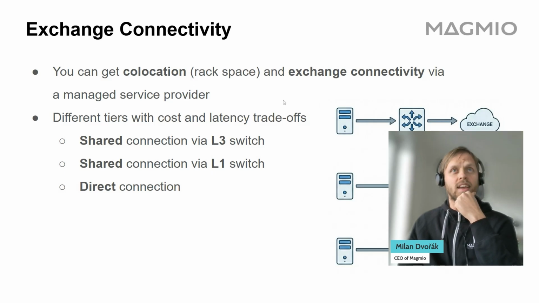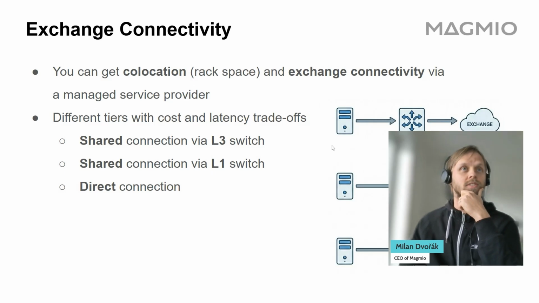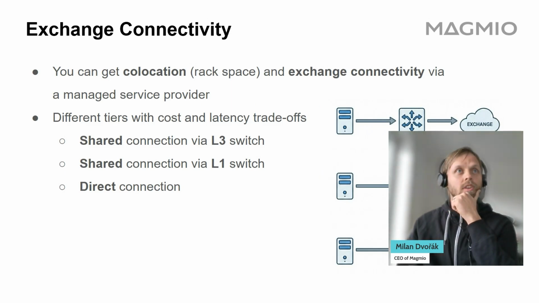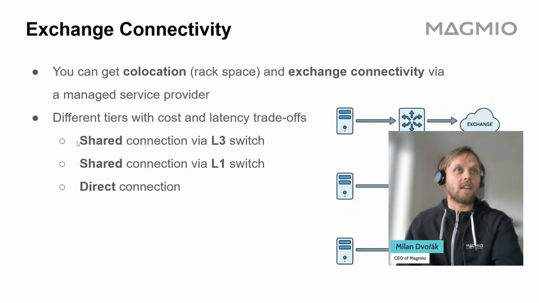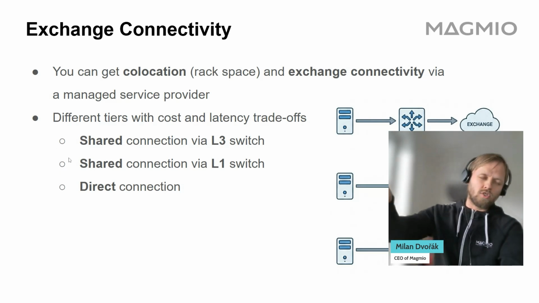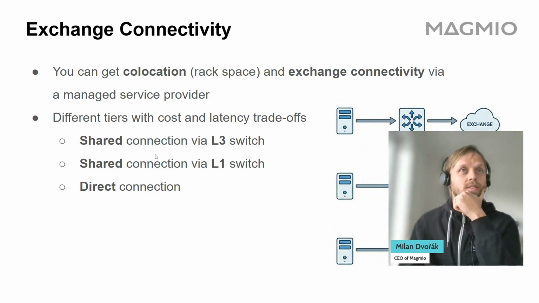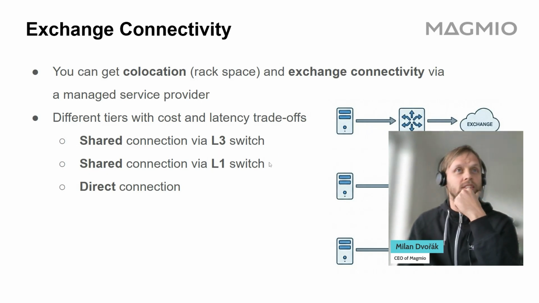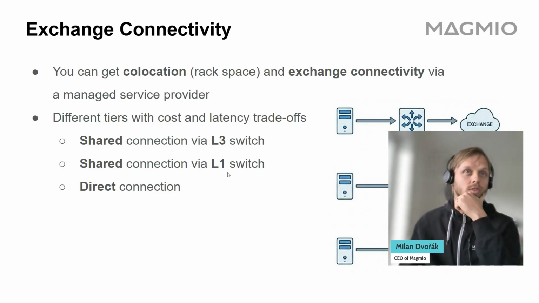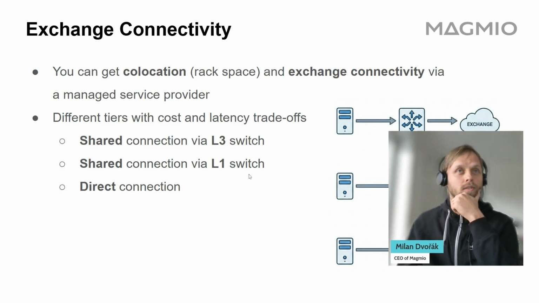You can get both direct space and exchange connectivity via a managed service provider, and there are typically different offerings with different trade-offs between cost and latency. You can have a shared connection, so one exchange connection is shared between multiple clients, and the sharing can be done using a layer 3 switch, which usually adds hundreds of nanoseconds of latency, or a layer 1 switch, which is more expensive, but the latency is typically around 50 nanoseconds, so it's faster. Or the most expensive, but also the fastest solution, is a direct connection.